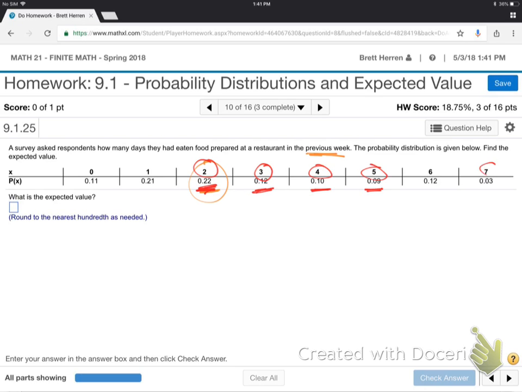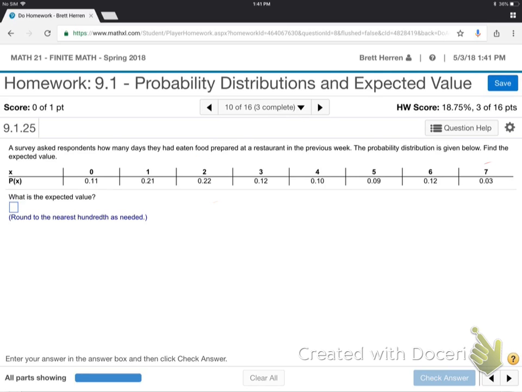Makes sense? If you ate out all 7 days last week, 3% of the people ate out all 7 days last week. It's not healthy either. Anyway, I'll stay off that topic. All right. Okay. It's expensive and unhealthy. All right. But I guess it can be fun.